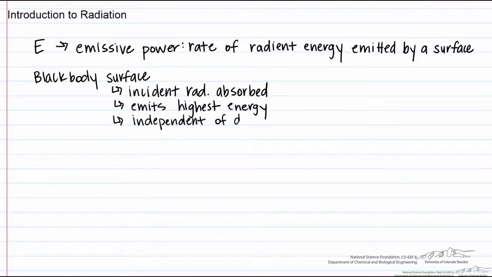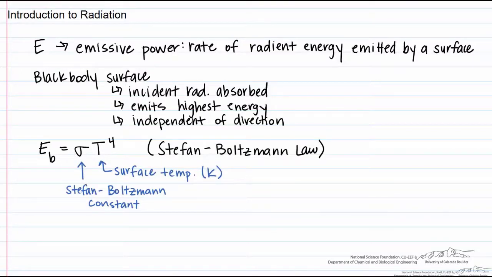If it's a black body, we call it E sub B, and it can be calculated as sigma T to the fourth. So the sigma is known as the Stefan-Boltzmann constant, and our T is the temperature of the surface that it's emitting from, and it is measured in Kelvin. However, if we have something that isn't a black body, then the emission is going to be less than that. If we look at emission from a real surface, this is equal to epsilon times E sub B. And that epsilon is what's known as the emissivity.